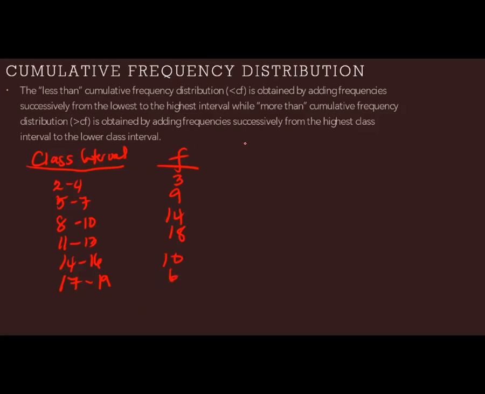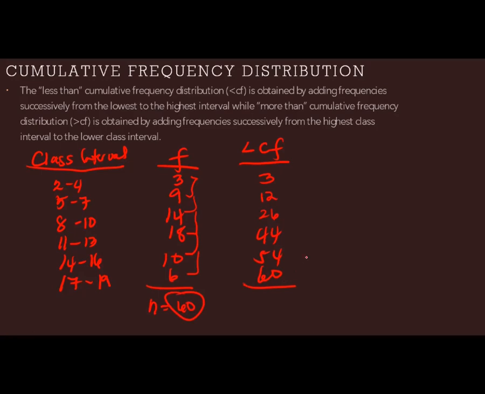Next thing that we are going to do is to compute for the less than cumulative frequency. So we have 3. Then we have to add 3 plus 9. This will give us 12. 12 plus 14, we have 26. Plus 18, we have 44. Plus 10, we have 54. Plus 6, we have 60. By the way, our number of observations is equal to 60.